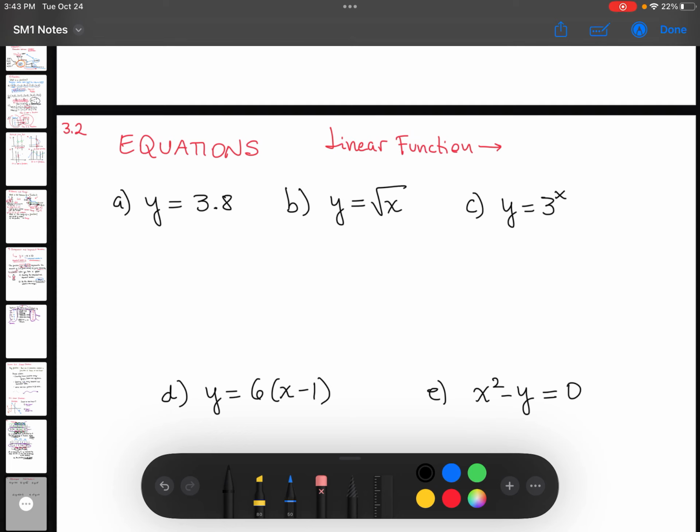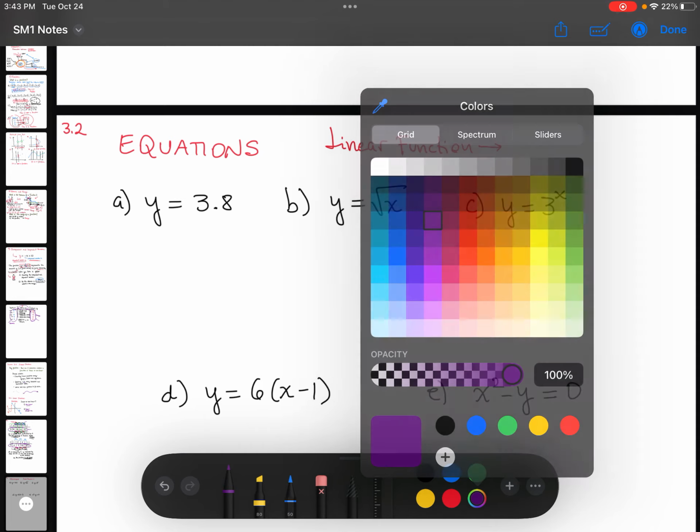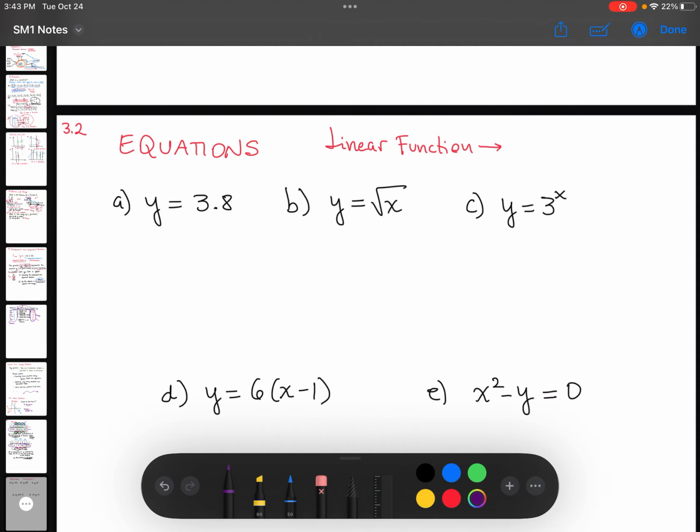Now I want you to pay attention because sometimes this might be confusing. Let's begin: the form of a linear function in an equation form is going to be written here. I'm going to write it in purplish, whatever color that is. A linear function goes like this: y equals mx plus b.